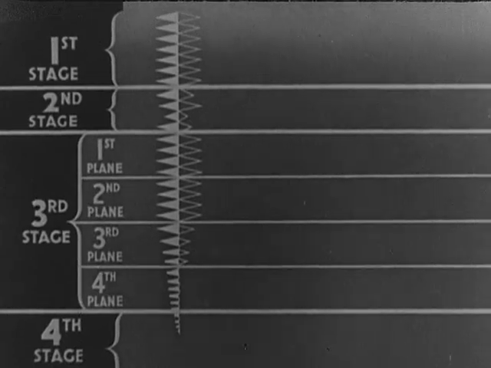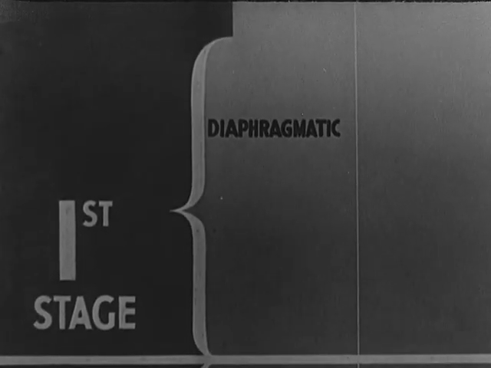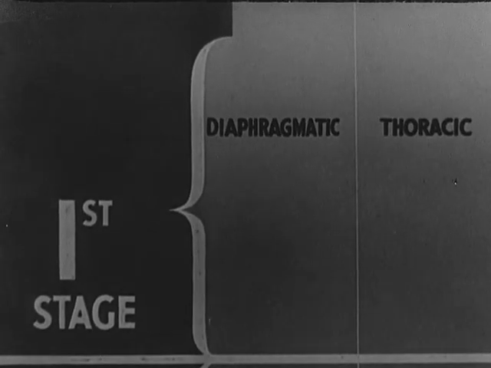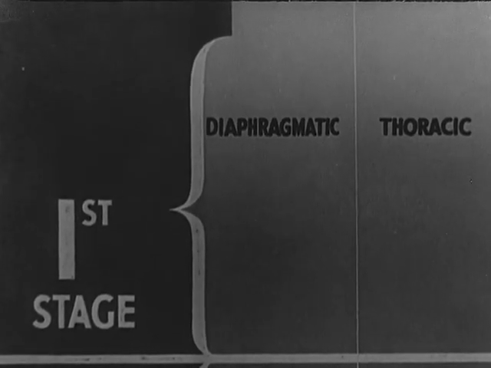Now we'll consider the breathing in more detail. On the left side of the vertical timeline, we represent the part played by the diaphragm, and on the right side, the part played by the thorax. In the 1st stage, as in normal breathing, the two work together.